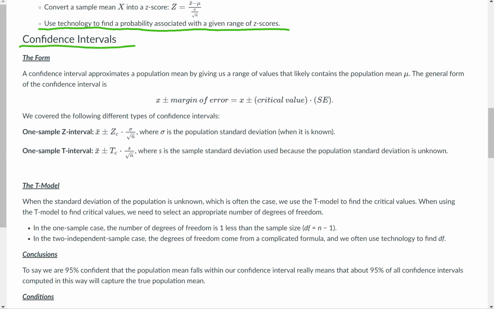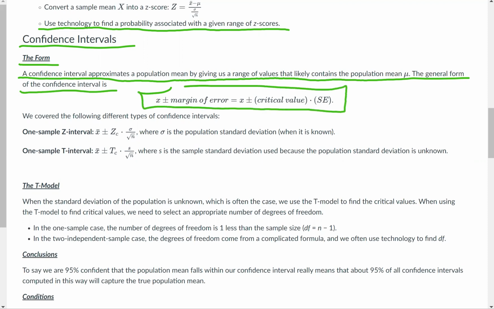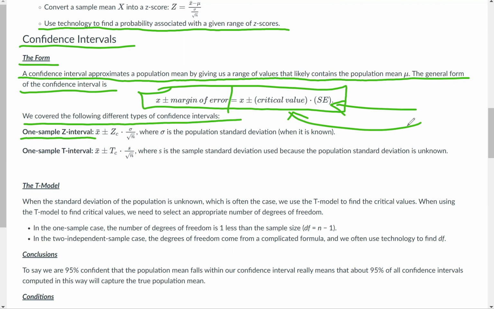We also then talked about confidence intervals. A confidence interval approximates a population mean by giving us a range of values that likely contains the population mean mu. The general form of the confidence interval is x bar plus or minus the margin of error, or in other words, x bar plus or minus the critical value times the standard error. We covered the following different types of confidence intervals. The one sample z interval: x bar plus or minus the z-score for that critical value times the standard error, which is sigma over the square root of n.